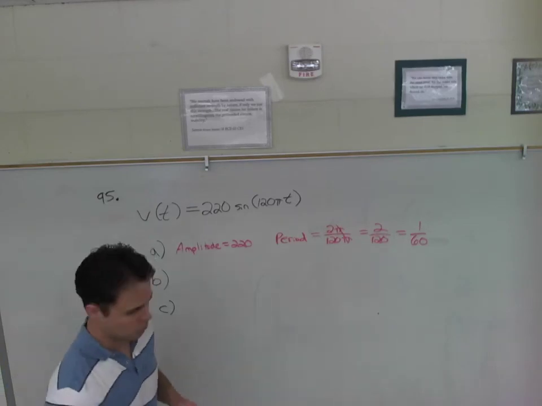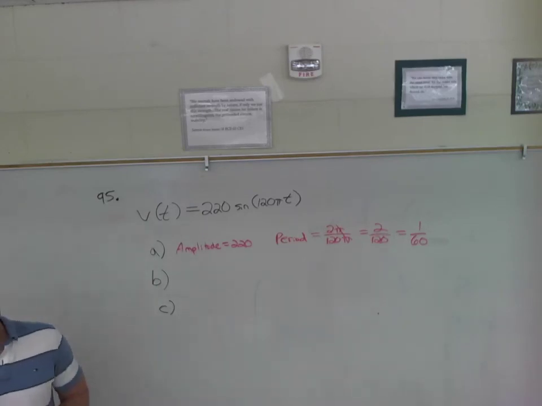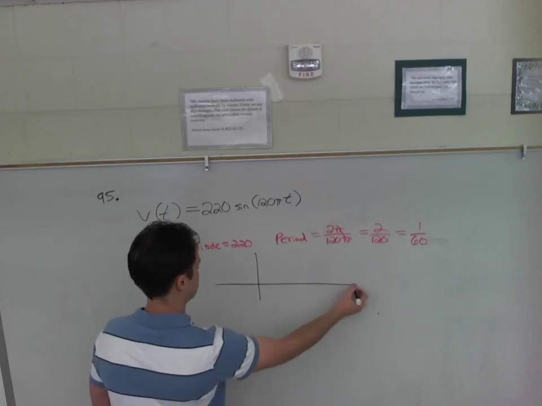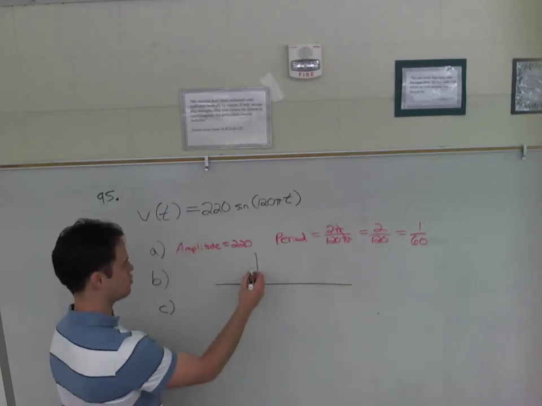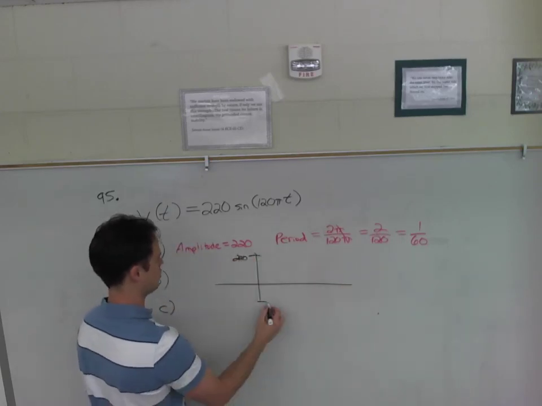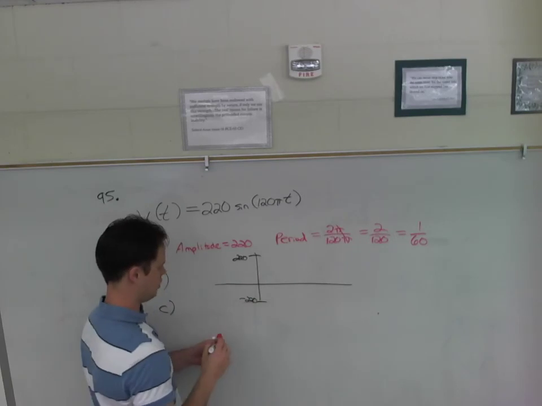Okay, so what else? Graph it. Do we need to graph it? Can you guys graph that? Should we just do a sketch? Let's do a sketch. It goes up and down 220. We'll just say 220, negative 220.